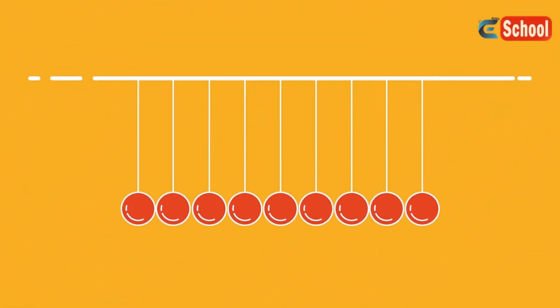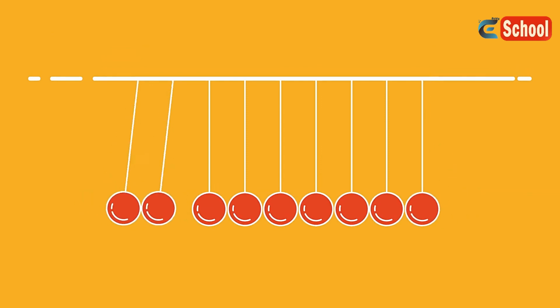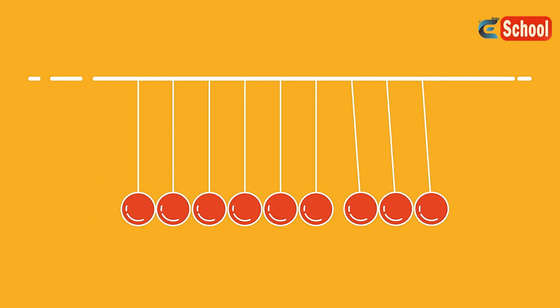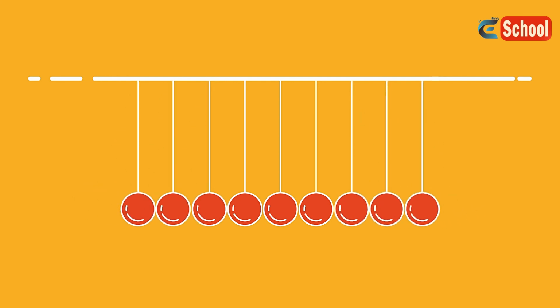Let's finish with this toy. Can you explain why the end ball moves off at the same speed as the colliding one? And if we pull two balls out, then two move away, conserving momentum. If three are pulled up, then three move away. A lovely illustration of the law of conservation of momentum.